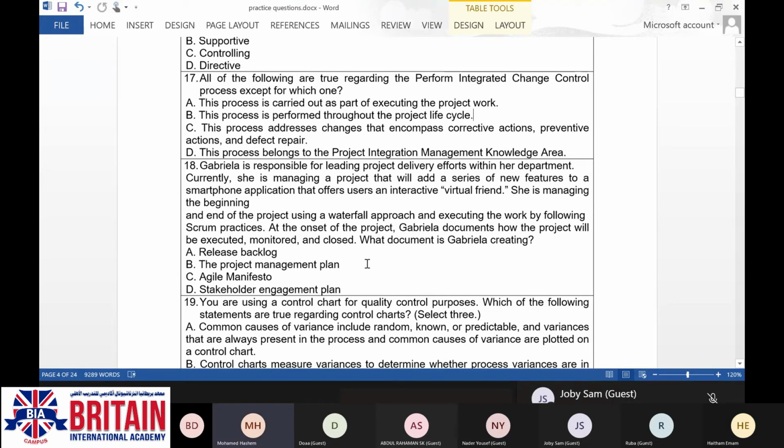Gabriela is responsible for leading project delivery efforts within her department. Currently, she is managing a project that will add a series of new features to a smartphone application that offers users an interactive virtual friend. She's managing the beginning and end of the project using a waterfall approach and executing the work by following Scrum practices. At the onset of the project, Gabriela documents how the project will be executed, monitored, and closed.